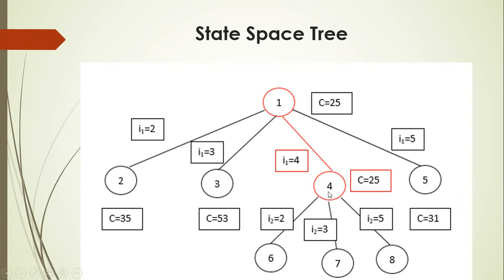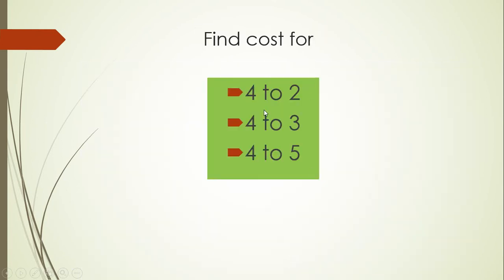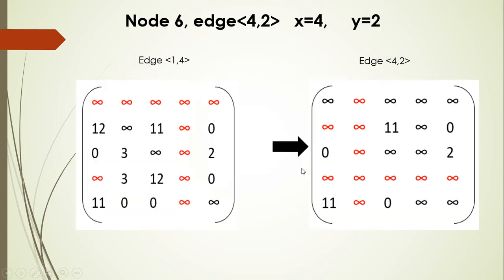So after 4, he can travel to 2, he can travel to 3, he can travel to 5. So again here we have to find out the cost for all these 3 nodes. And we are not calculating any cost for nodes like 2 to 3, 2 to 4, 2 to 5. So we are discarding all those nodes here. So we will find cost for 4 to 2, 4 to 3, 4 to 5.